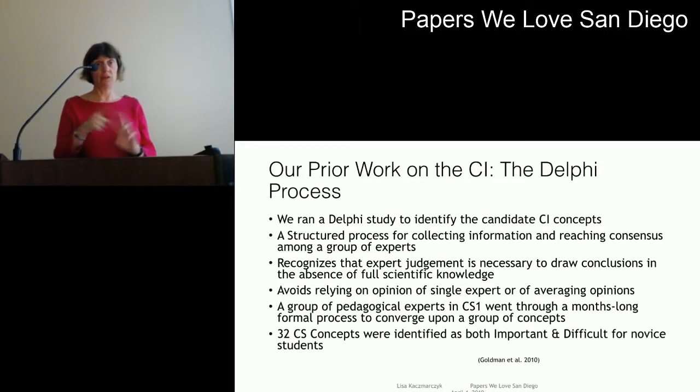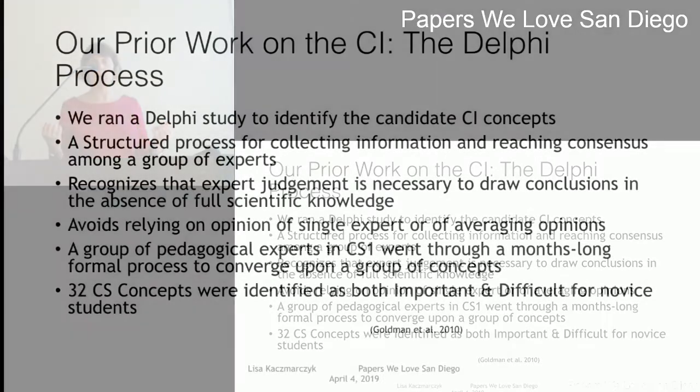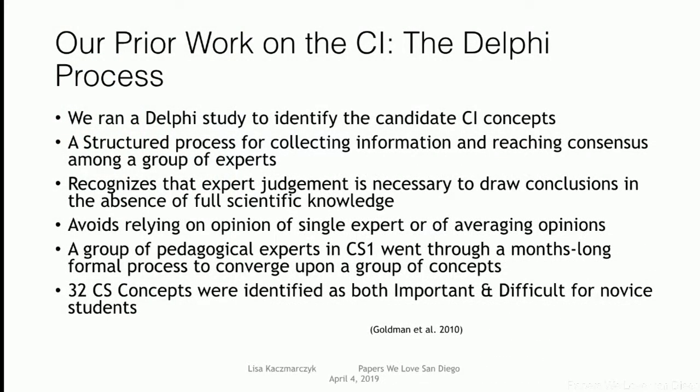difficult. And these things are not always the same. So important topics may or may not be difficult. Difficult topics may or may not be important. The idea here was to converge upon a set of topics in introductory computer science that were both. And so at the end of this process, we had 32 concepts that the group sort of honed in on that were considered both important and difficult for novice students.